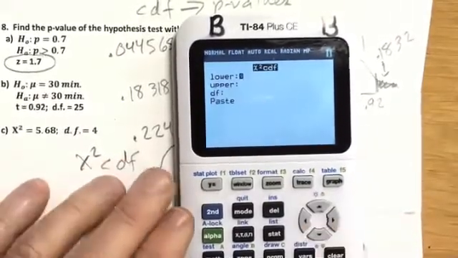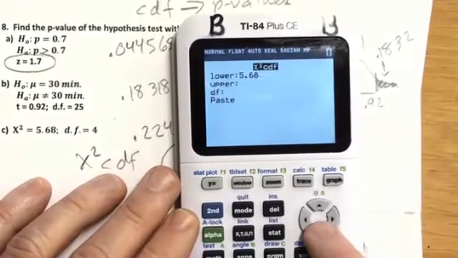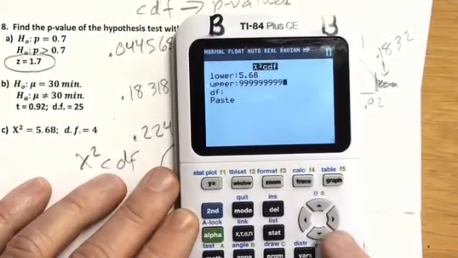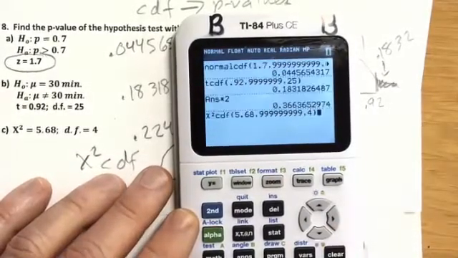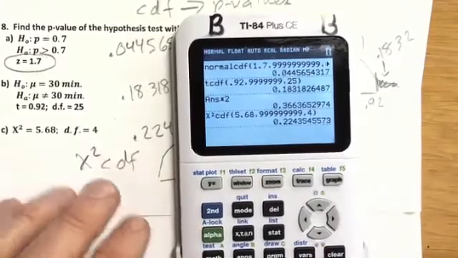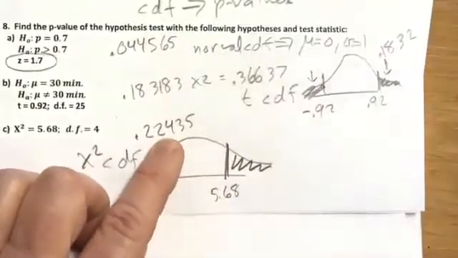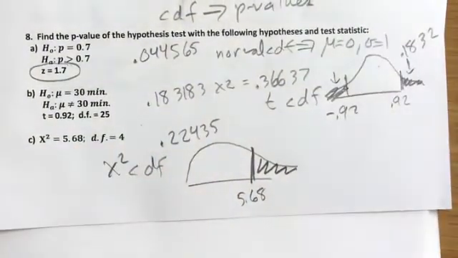So our lower value is 5.68. Our upper value is infinity. And our degrees of freedom is 4. And so that's 0.224 is our p-value. So we would not reject for almost any reasonable value for alpha.